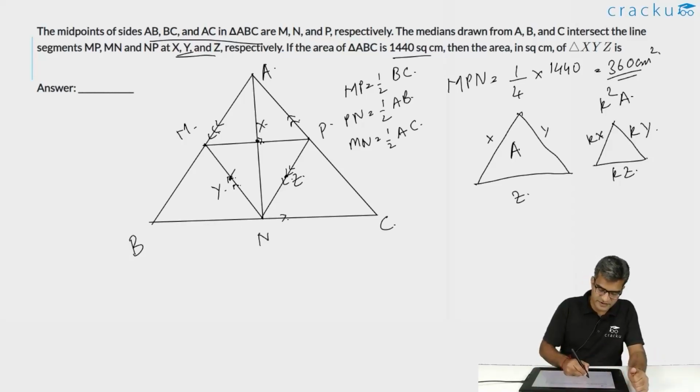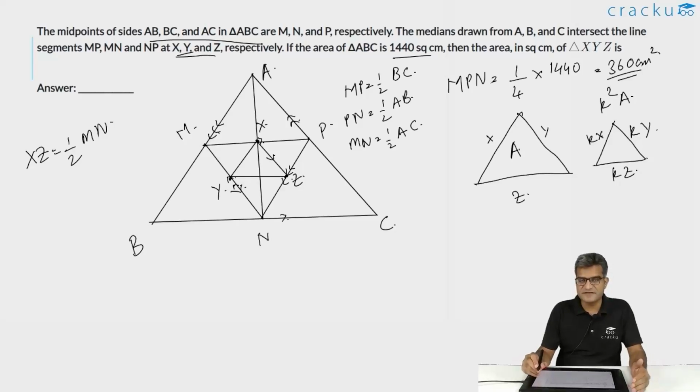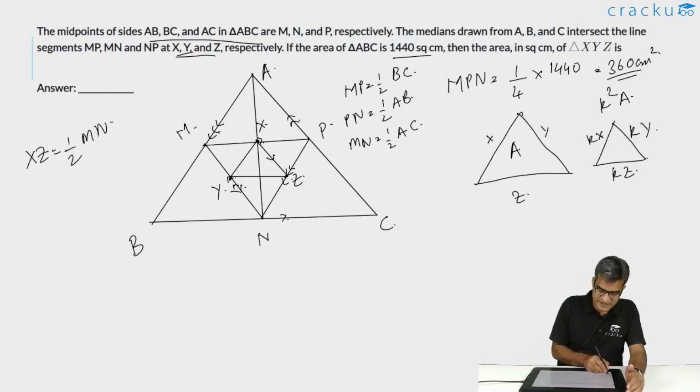So if you are joining X, Y and Z, you are getting another triangle. Now if you are comparing XYZ to MPN, XZ is equal to half of MN. X and Z are the midpoints of the two sides. So this will be parallel to MN and the length of XZ will be half of the length of MN. Similarly, XY will be half of PN, and YZ will be half of MP.